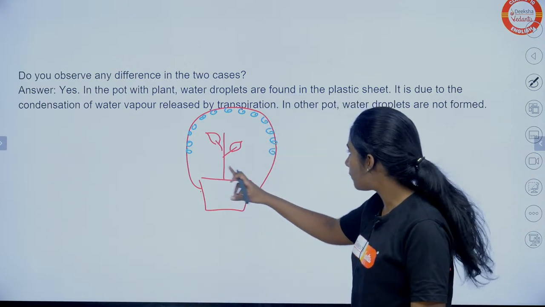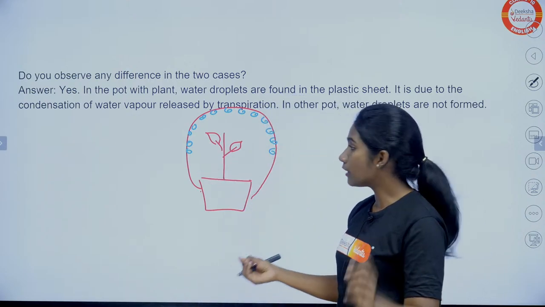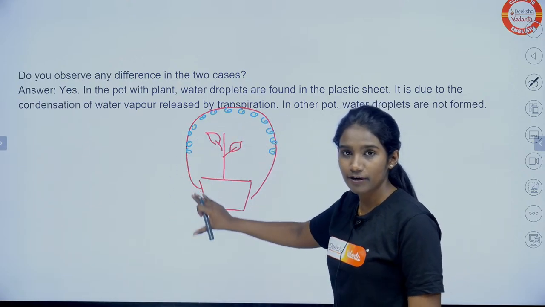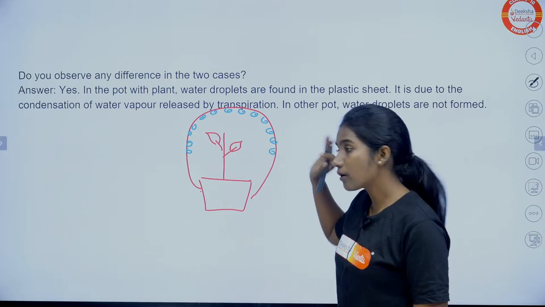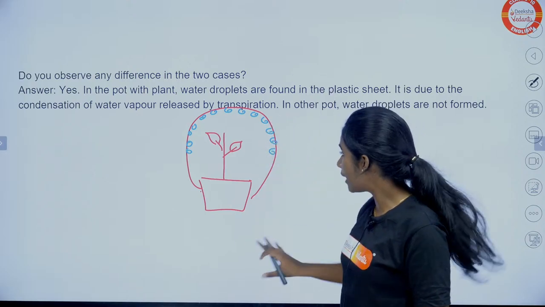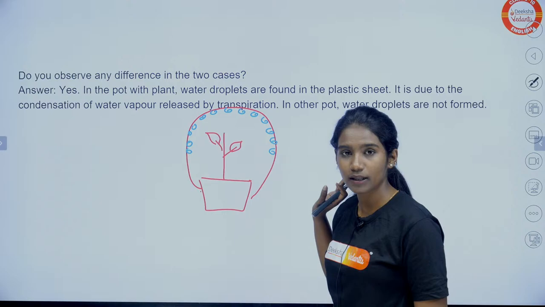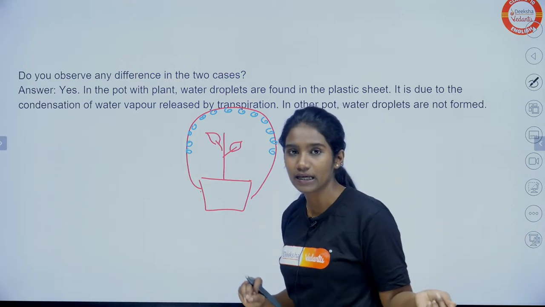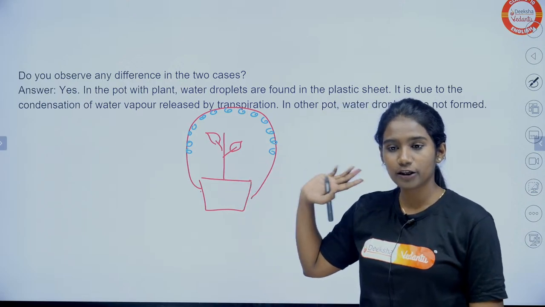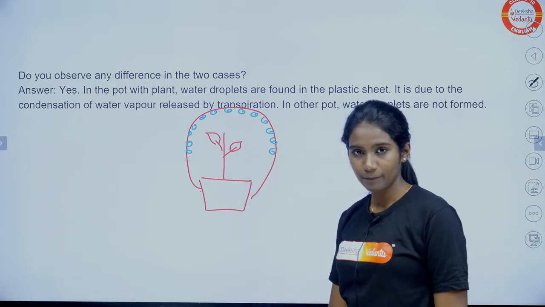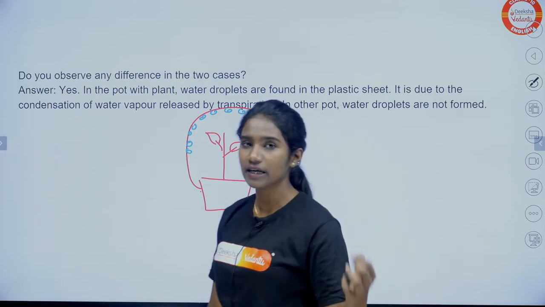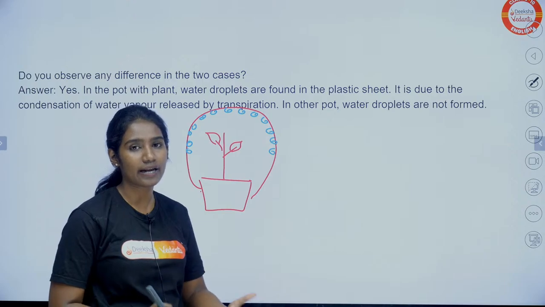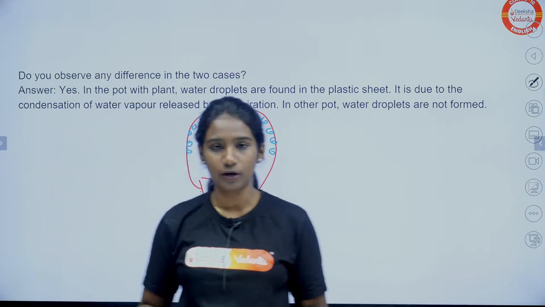And then that evaporated water, in the form of water droplets, will get accumulated on the inner surface of the plastic, because it cannot go out. That is the reason why we have covered it with the plastic sheet, in order to observe those water droplets, which indicate the transpiration process that is taking place in the plant. Whereas in the other pot which had a stick, there will be no water droplets, because that's a stick and it will not carry out any life processes.